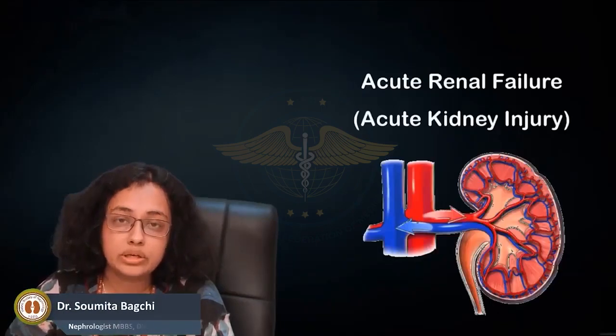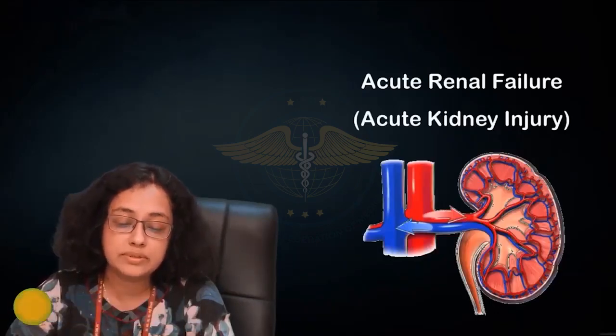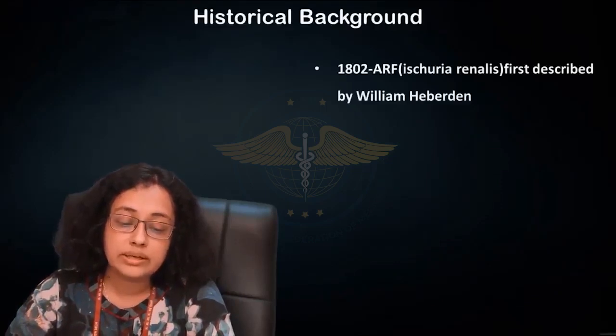Today we are going to talk about acute renal failure, which is often referred to as acute kidney injury in recent times. This term has been around for quite some time now. In the early 18th century, it was first described by William Hebden. It was referred to as ischemia renalis or kidney failure because of ischemia.